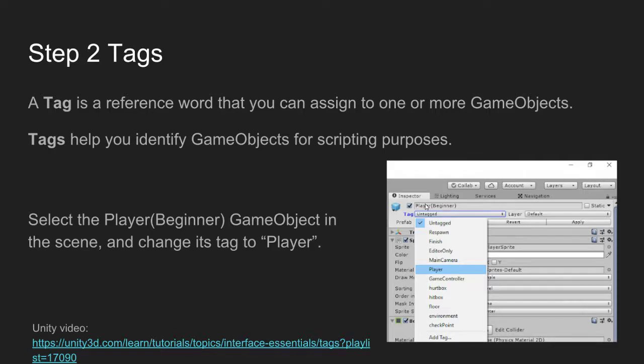Okay, I think that's enough for setting up. So now, tags. A tag is a reference word that you can assign to one or more game objects. Tags help you identify game objects for scripting purposes.